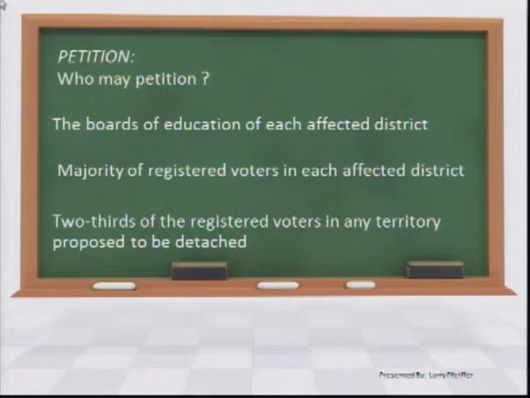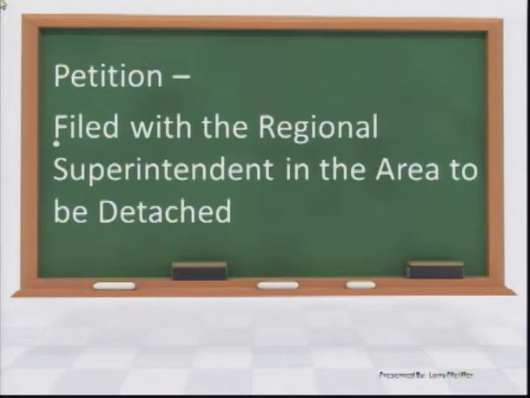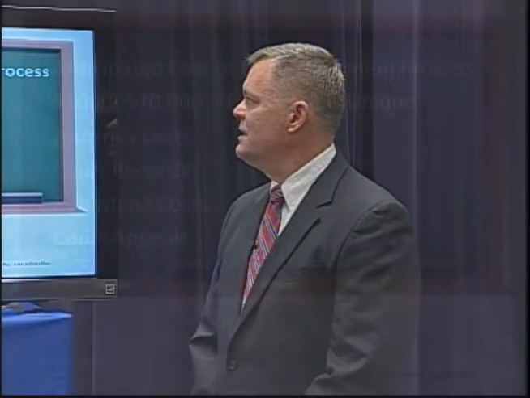Who's the petitioner? The petitioner could be boards of education that would petition for land transfers to take place. It could be a majority of the registered voters in each affected district, or it could be two-thirds of the registered voters in any territory proposing to be detached. A petition is filed with the regional superintendent in the area to be detached. In my area, I have Calhoun, Greene, Jersey, and Macoupin counties, and a petitioner wishing to take a transaction in that area would file with me. By the way, the regional superintendent is the ex officio secretary for the Regional Board of School Trustees.